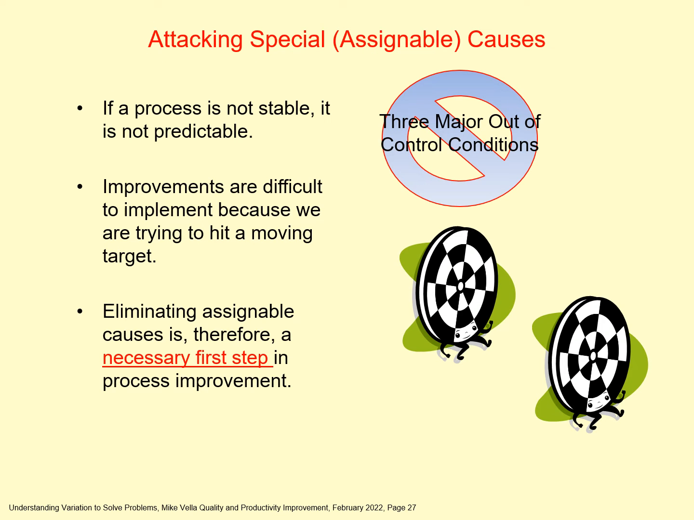So, attacking special cause variation. If the process is not stable, it's not predictable. So if you have a process that's out of control and someone asks you, or you want to make an assessment of capability, it's really impossible to do that because it's like trying to assess something that's moving all around. It's really impossible to say what the process is capable of. Improvements are difficult to implement because we are trying to hit a moving target. Eliminating assignable causes is therefore a necessary first step in process improvement. That's why we talk an awful lot about control chart analysis, and identifying and correcting special causes.